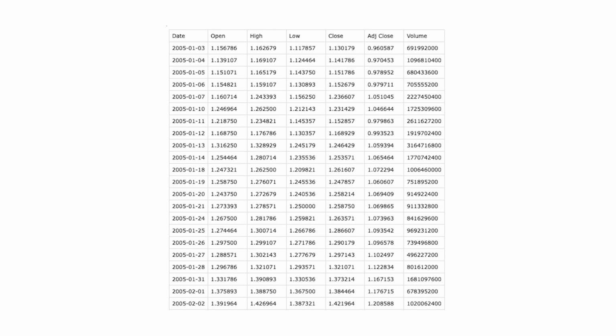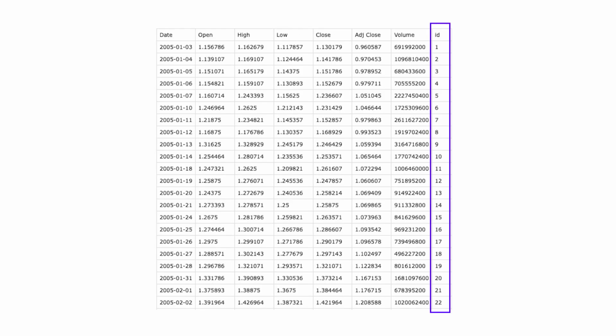Then, using Excel, I added an ID column that numbered each row to ensure they wouldn't get mixed up during the analysis. Initially, I had planned to use the date column for this purpose, but it caused some issues. Therefore, I made the decision to create an ID column instead.